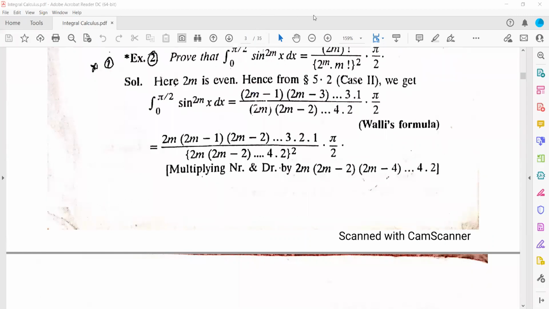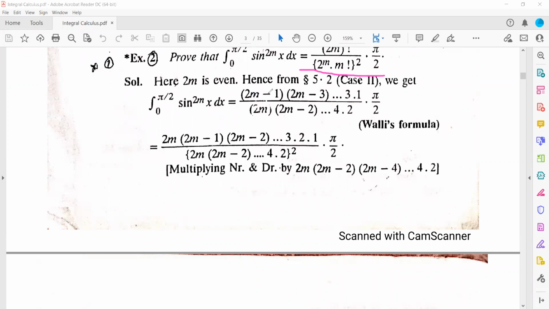Now see here. Try to understand this one. After that, you need to prove this one. So I'm trying to prove this one. Just a simple simplification, some multiplication is required here to get that result.